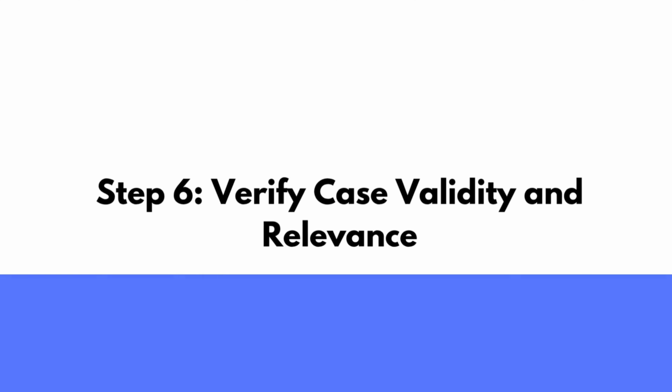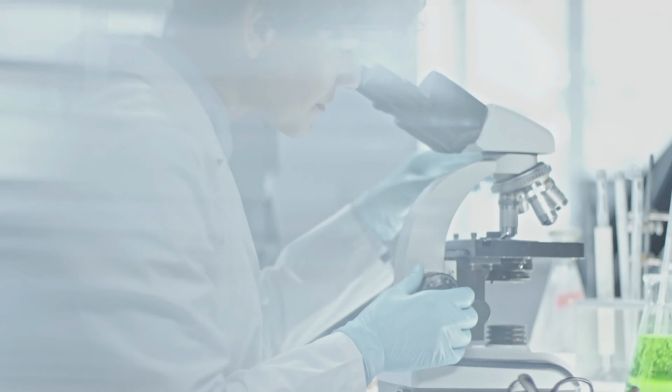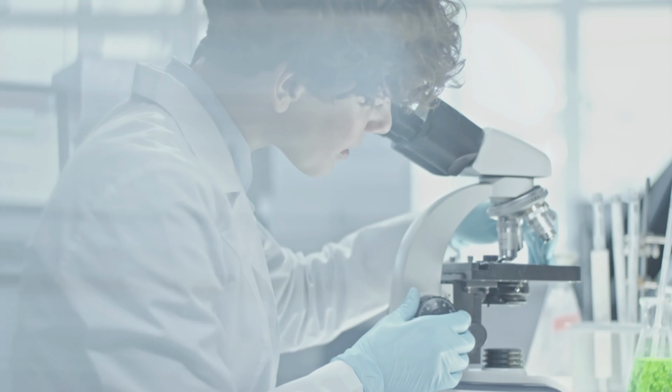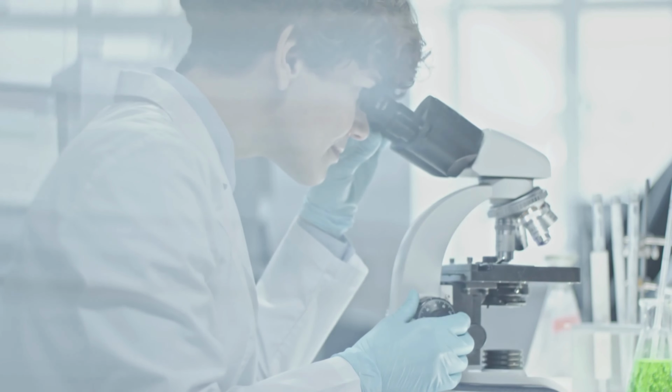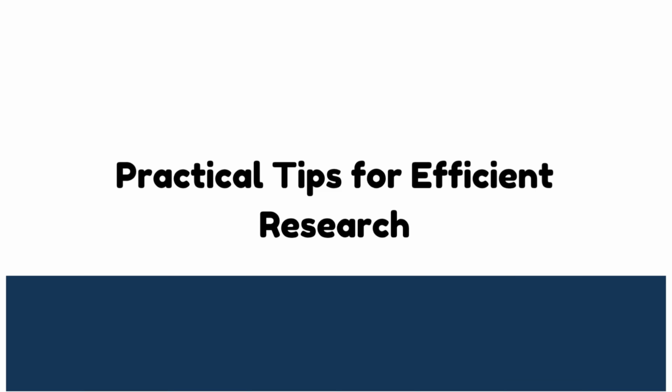Step 6. Verify case validity and relevance. Crucial step: use citators or tools like Google Scholar's How Cited to check its treatment, frequency, and recency of citations. Here are some tips to speed up your research and improve accuracy.